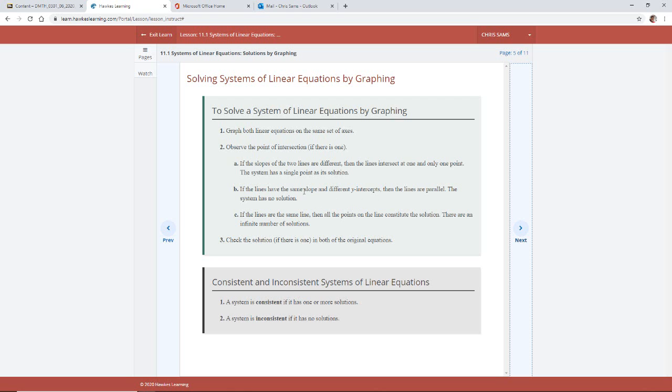If the lines have the same slope, they are parallel, they will not cross, they have no solution. So go back down here, a system is inconsistent if it has no solution. So the case where you have parallel lines, those will be inconsistent. And then you have a third scenario if the lines are the same. So if they're the same line, when you solve them, you get the same equation. It says there are an infinite number of solutions because those two lines touch at every point. So that would also be consistent. That's one or more.